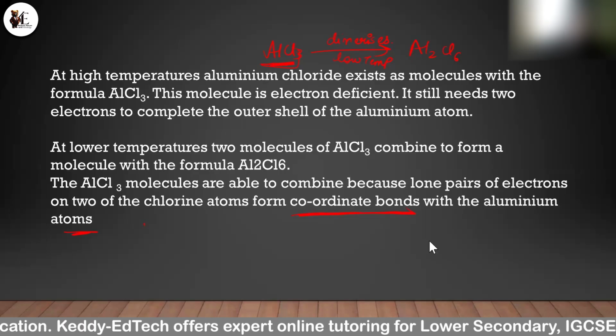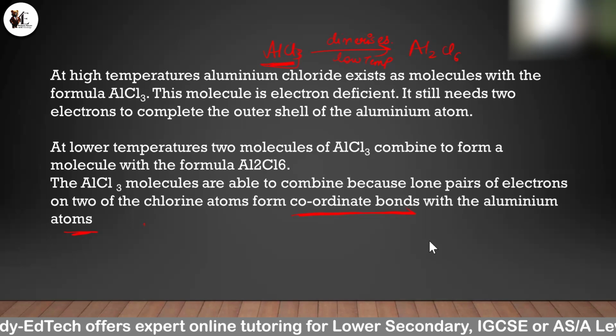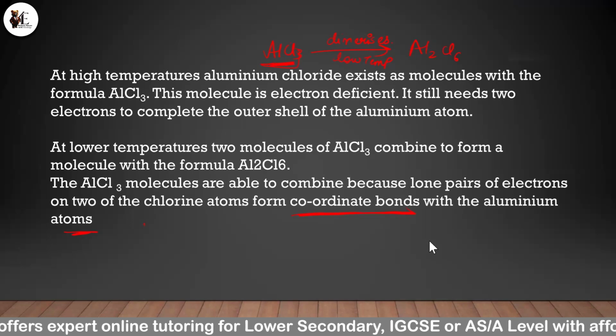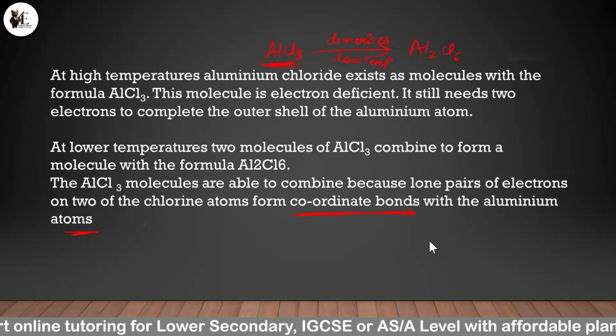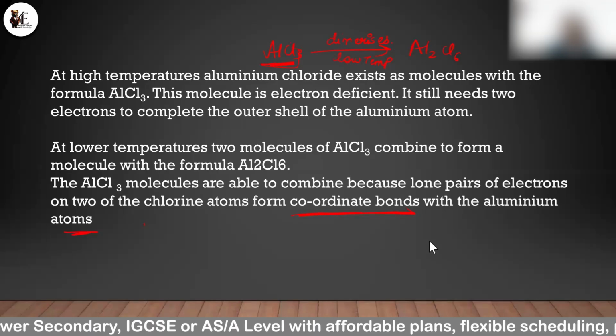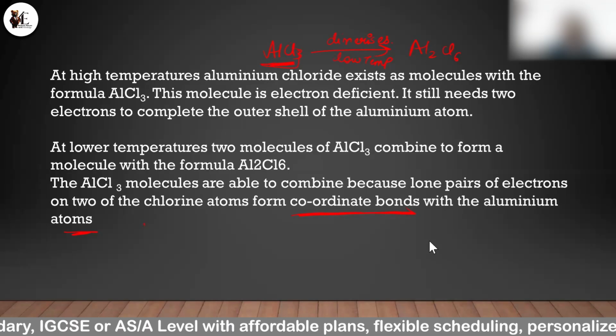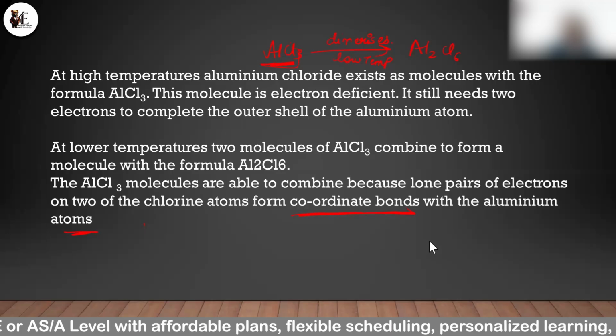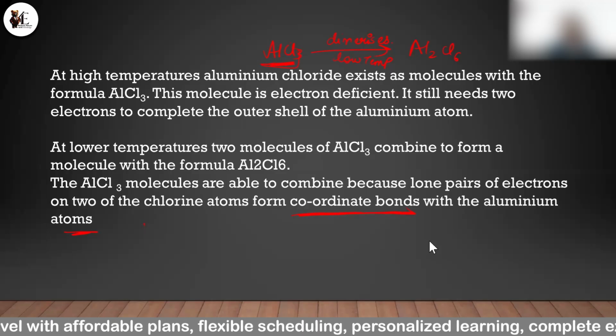Not yet. At high temperature, it exists as AlCl3, which is electron deficient. It still needs 2 electrons to complete the outer shell of the aluminium atom. At lower temperature, it dimerizes.